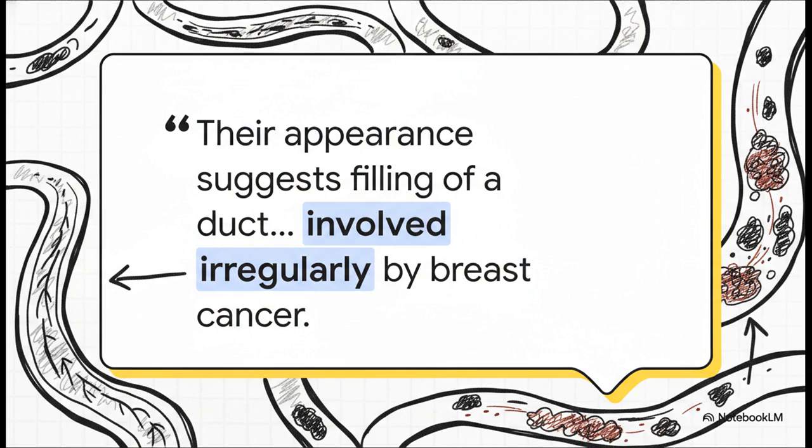Well, this quote from the source material just explains it perfectly. "Their appearance suggests filling of the lumen of a duct involved irregularly by breast cancer." The lumen is just the inside space of a milk duct. So what this is saying is that these calcifications are basically tracing the path of a potential cancer as it grows inside that duct. It's like a roadmap.